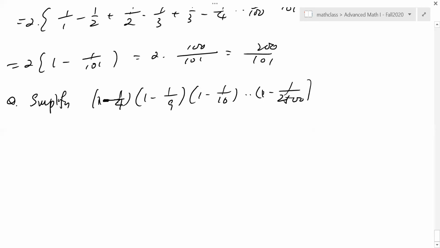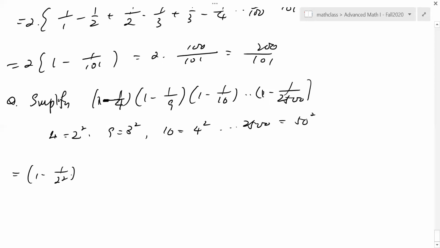All right, so observe that 4, 9, 16 are also perfect squares, right? So 4 is 2 square, 9 is 3 square, 16 is 4 square, and so on. 2,500 is 50 square, right? That's good. All right, so the expression is going to be 1 minus 1 over 2 square, 1 minus 1 over 3 square.